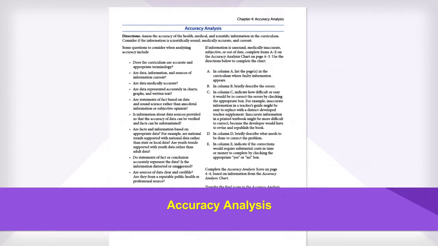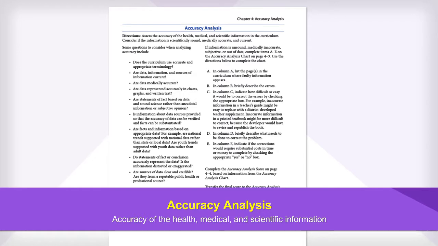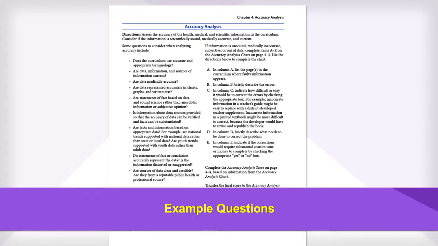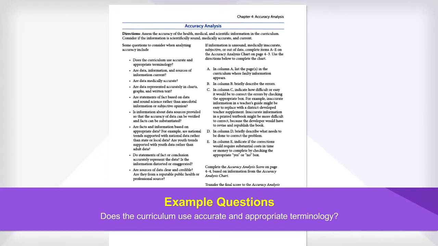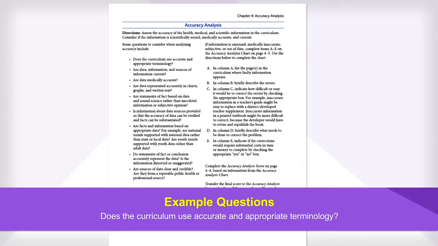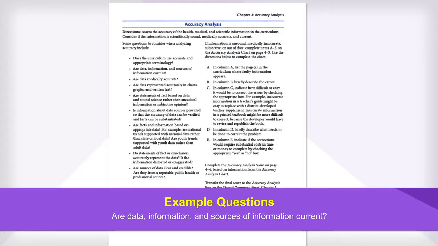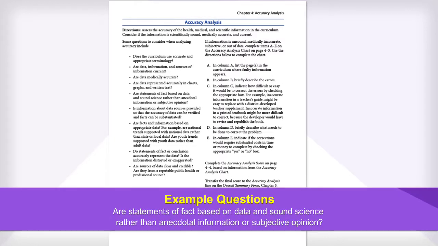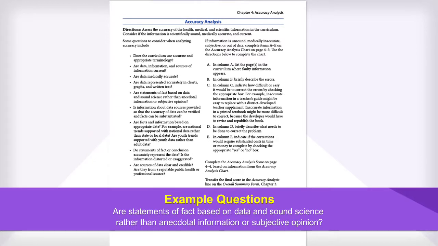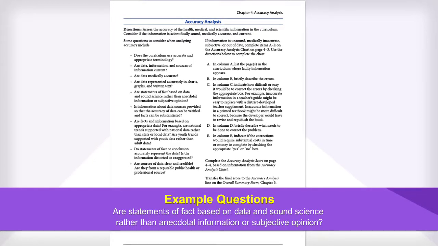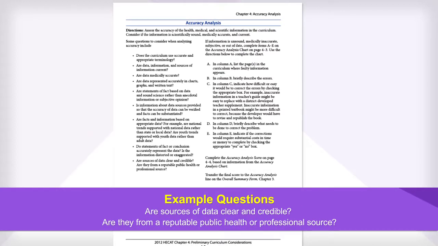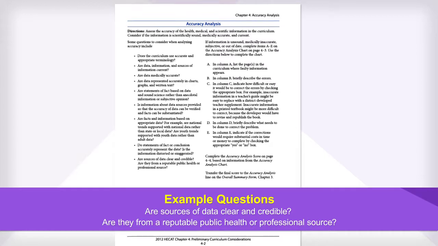The accuracy analysis helps you rate the accuracy of the health, medical, and scientific information in the curriculum. Example questions to consider when analyzing accuracy include: does the curriculum use accurate and appropriate terminology? Are data, information, and sources of information current? Are statements of fact based on data and sound science rather than anecdotal information or subjective opinion? Are sources of data clear and credible? Are they from a reputable public health or professional source?